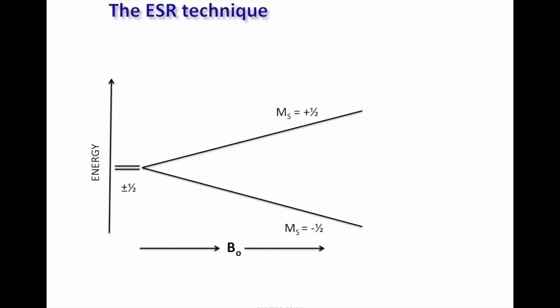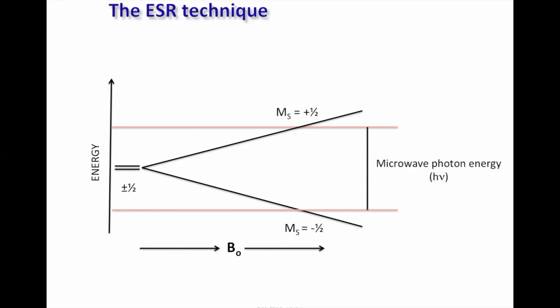And in the ESR experiment, constant energy microwave radiation is sent in, while the applied magnetic field is varied. The strength of the magnetic field is increased until the separation between the quantum states matches the energy of the microwave. When the energy of separation between the two states matches the energy of the microwave photon, that is hν, a signal appears, and that corresponds to the flipping of electron spins.